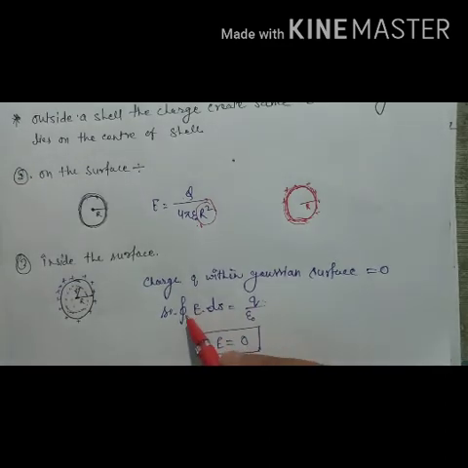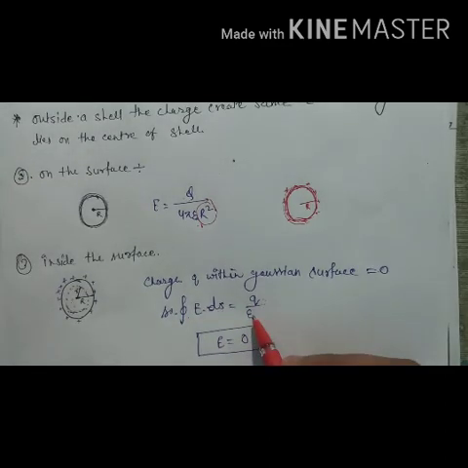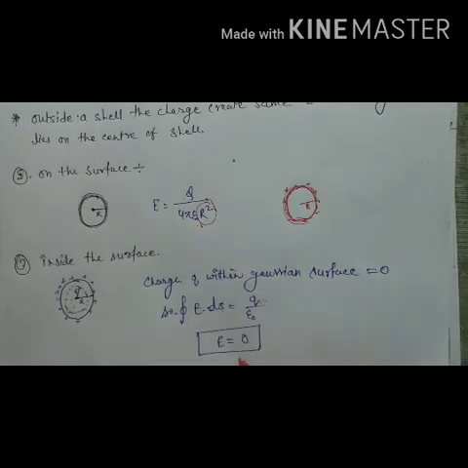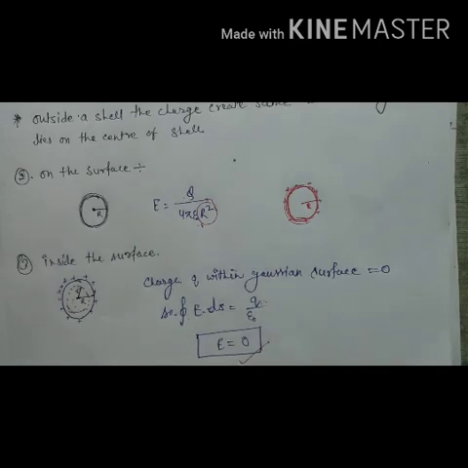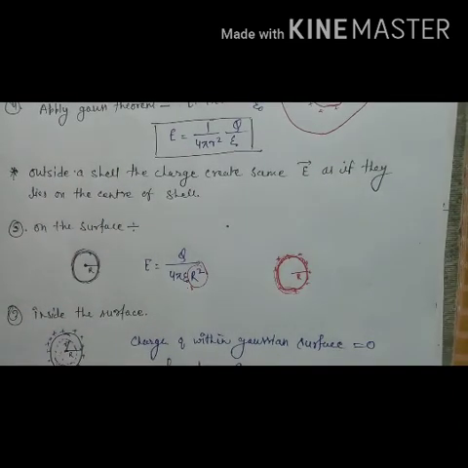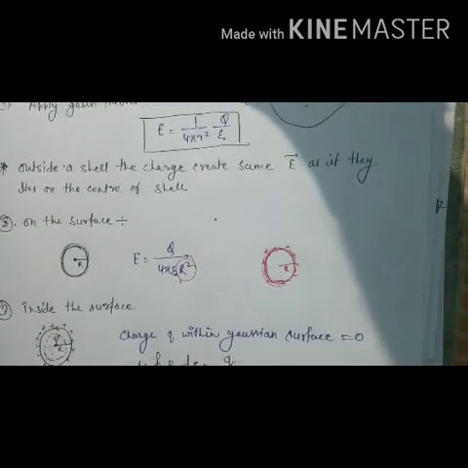Applying Gauss theorem, E dot ds is equal to Q upon epsilon naught, and Q is equal to 0. So we have E is equal to 0. So we can say, for the electric field due to charge on a conducting cell, first we calculated outside the cell, second on the surface, and third inside the cell. Inside the cell, for a conducting cell, the electric field will be 0. Now we discuss these three things on the basis of a graph.